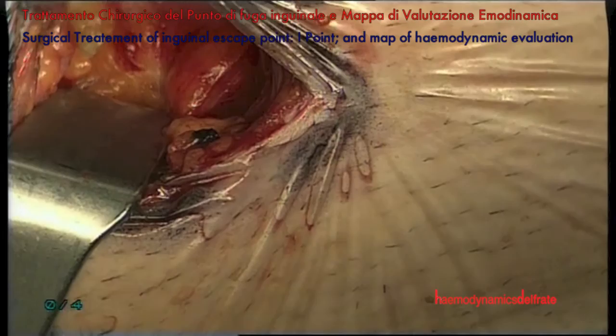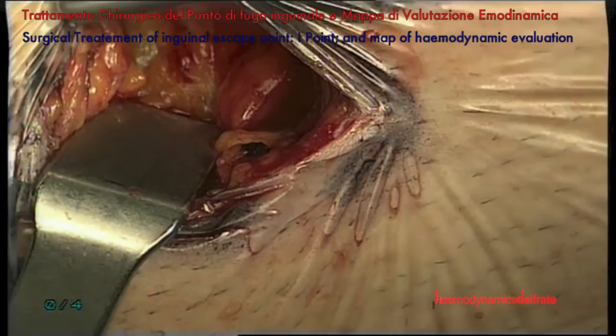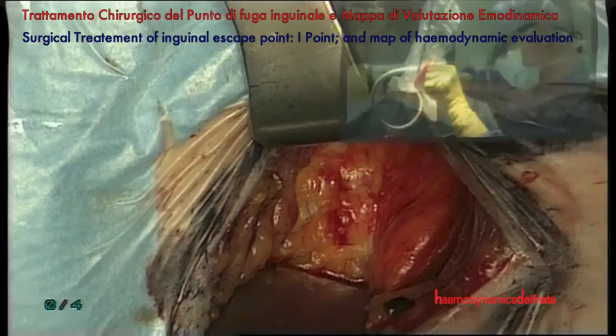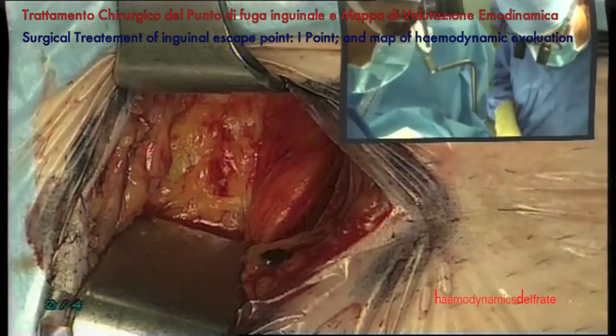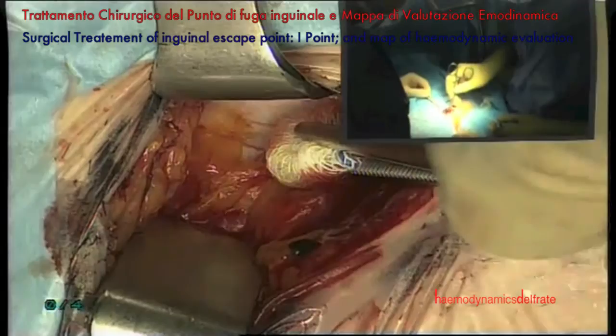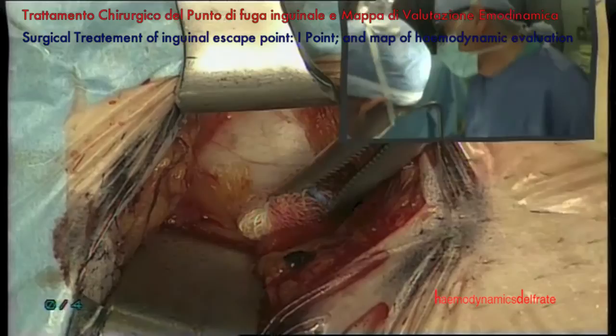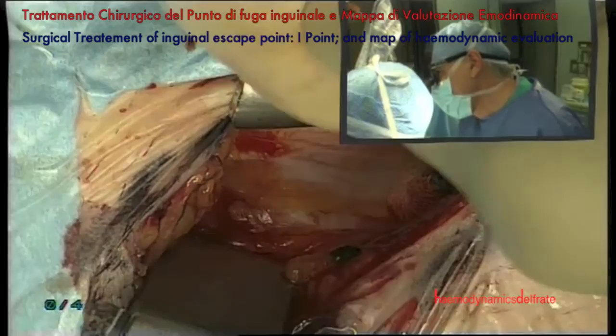Let's adjust the optic now. The view of the fascia begins to appear. We have moved the cavernoma to a different position, towards the crural region. If we don't proceed from top to bottom, we might touch the cavernoma.